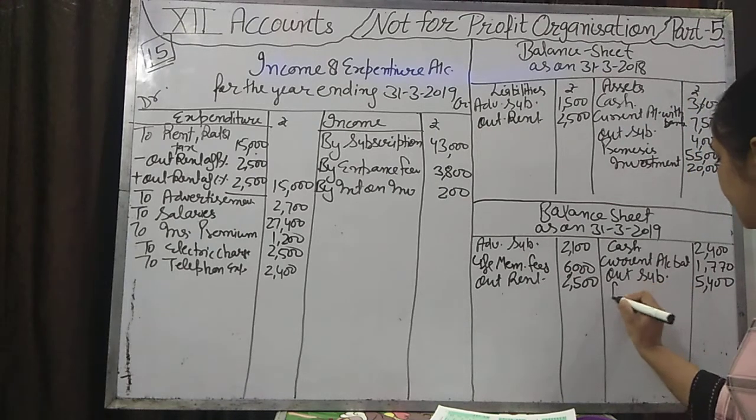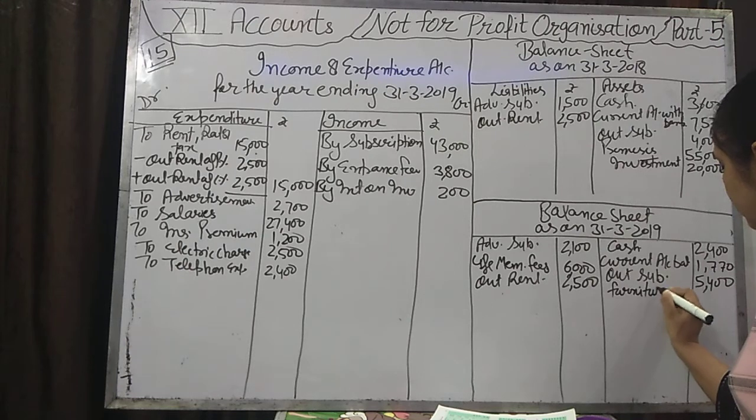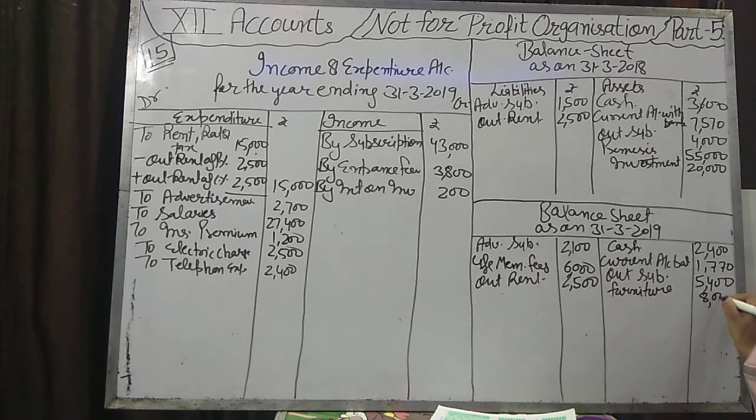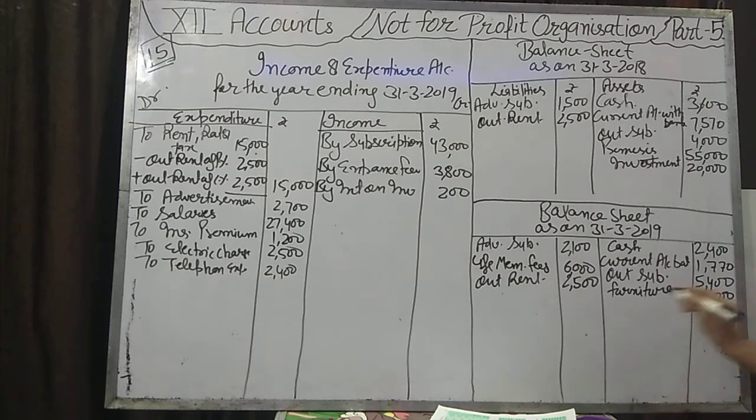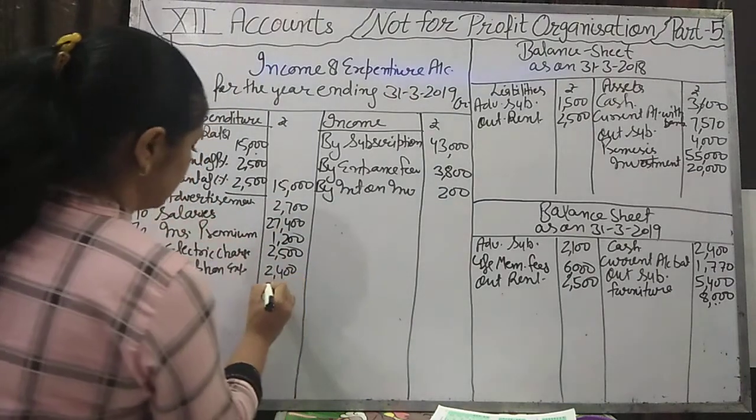Okay, so we will write here furniture 8,000. And one thing, depreciate furniture by 10%. We have to charge depreciation on furniture 10%, and the date is given. We have purchased the furniture on 1st October 2018. Then October, November, December, January, February, March, we have to charge the depreciation of 6 months. Then 10% of 8,000 is 800. It's for a full year. And for 6 months, it will be 400.